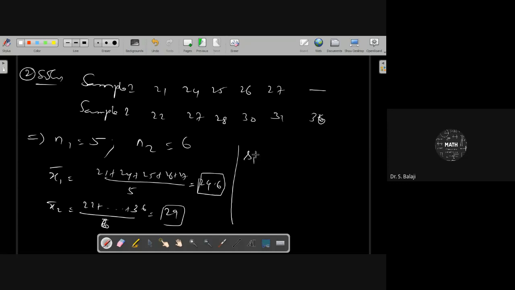Immediately you calculate S1 square. S1 square is summation x1 square by n1 minus x1 bar square, that is 21 square plus 24 square up to 27 square, divided by n1, minus 24.6 whole square. What will be S1 square?